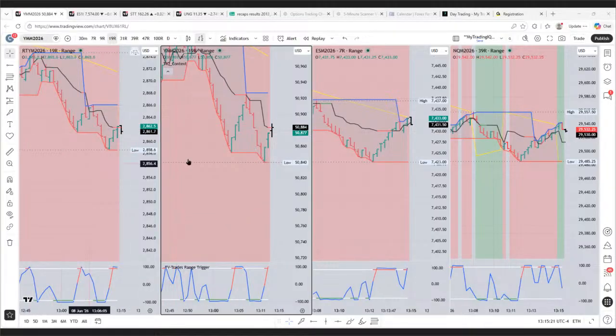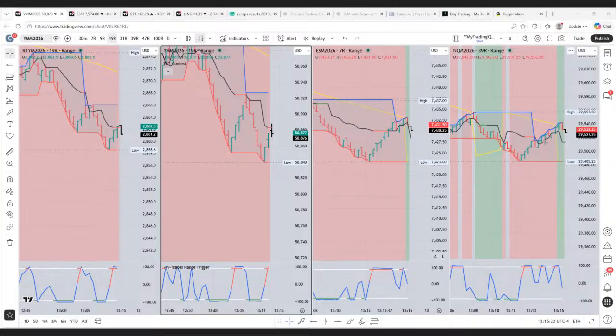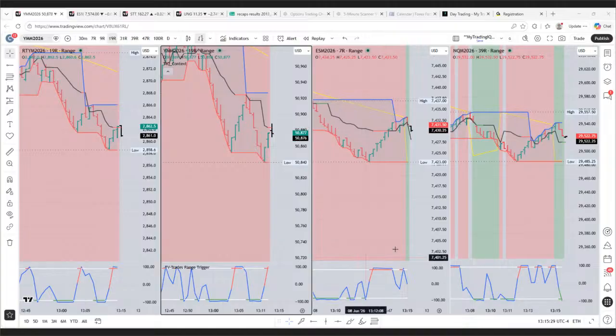Now, these two are committing to the downside, and these two have flipped the YVR. It's a conundrum. What is going to happen?